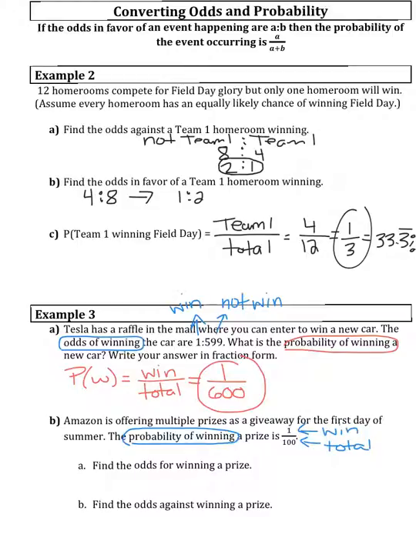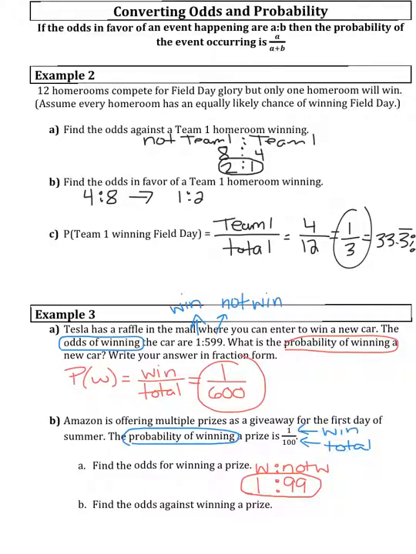What are the odds for winning? Remember that odds for winning is going to be win to not win, not the total. Okay, so how many ways can you win the prize? 1. I got that from the numerator. How many ways can you not win? You actually have to take the total and subtract the numerator, right? So this is going to be 100 minus 1, or 99. The odds of winning a prize are 1 to 99. It's a ratio. We normally read that colon as the word to.